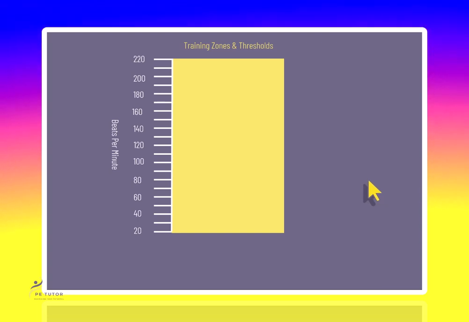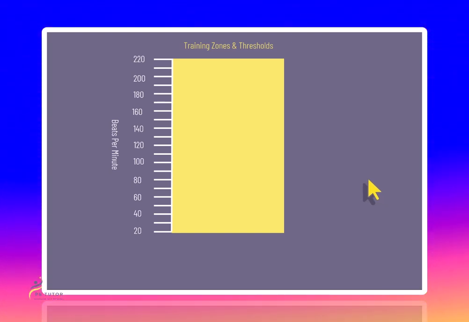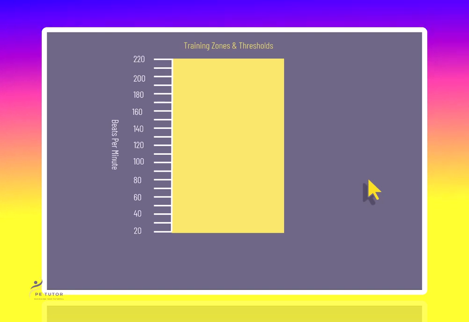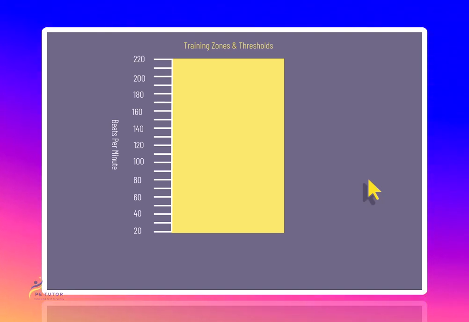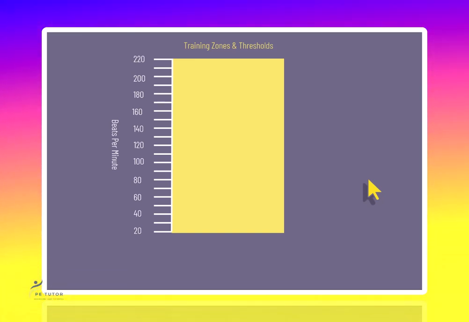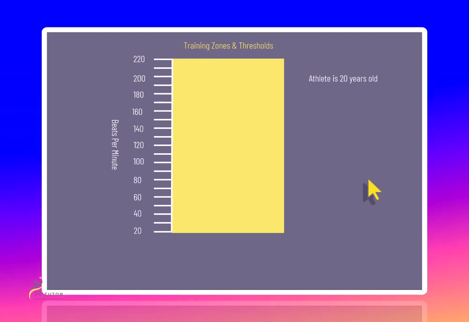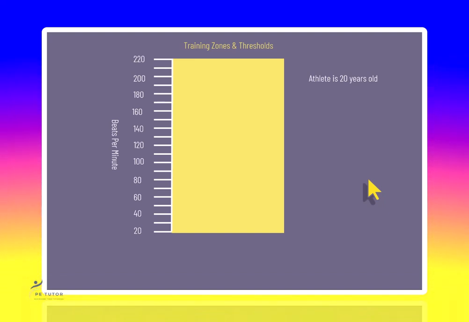In this video I thought it'd be useful for us to have a look at a worked example of these training zones and thresholds, just so that you're absolutely clear about what this means, and if you're asked to do some calculations or some interpretation of data, then you'll be prepared to do that. So we're going to look at an athlete who's 20 years old. We'll say it's a male athlete, he's 20 years old, and we're going to look at, first of all, finding out what his maximum heart rate is.